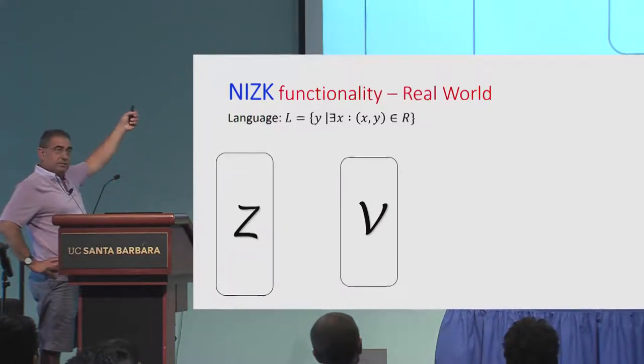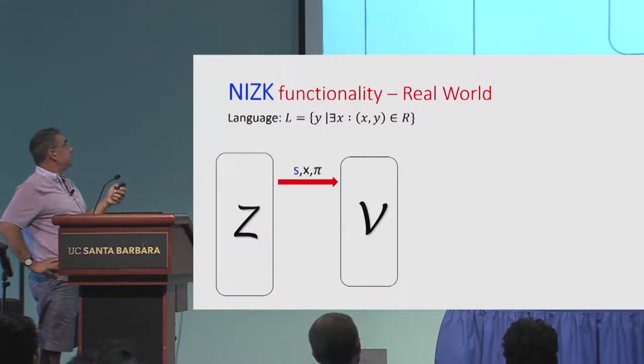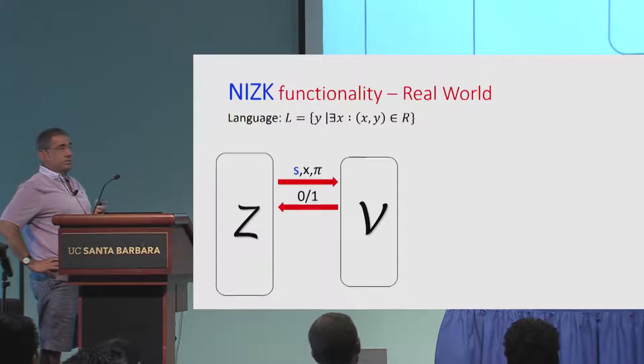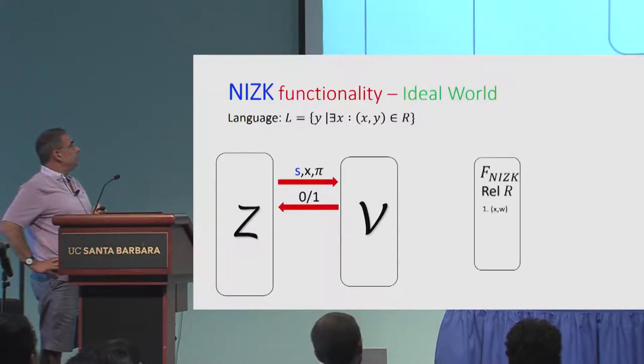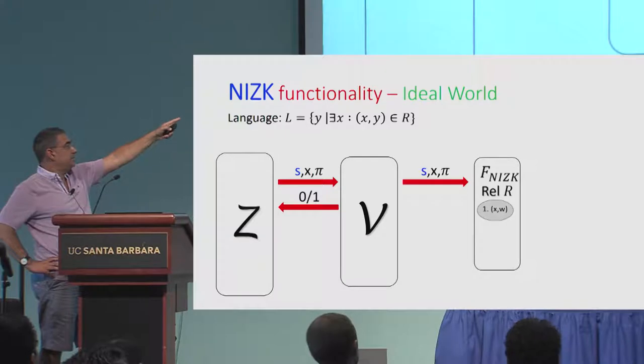Again, here the proof string is part of the functionality. And on the verify side it is the same thing. It is given the reference string, the proof and the X, and the verifier is supposed to answer 0-1 in the real protocol. In the ideal protocol, the verifier gives it to the functionality, and the functionality just looks up in its database to see if it's there.